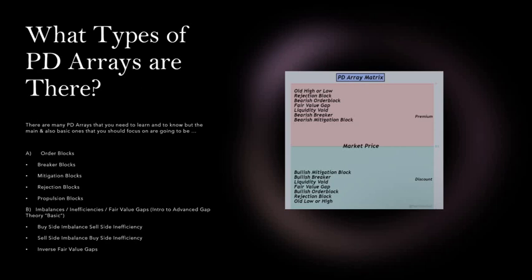These are going to cover buy-side imbalance, sell-side inefficiency, otherwise known as a BISI, sell-side imbalance, buy-side inefficiency, otherwise known as a SIBI, and IFVGs, which are otherwise known as inverse fair value gaps.